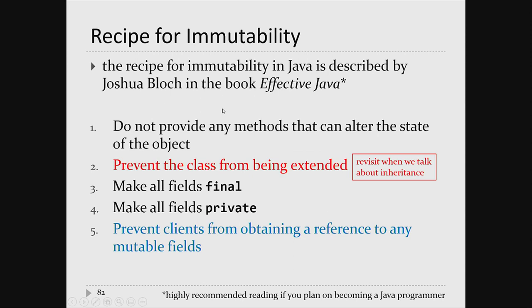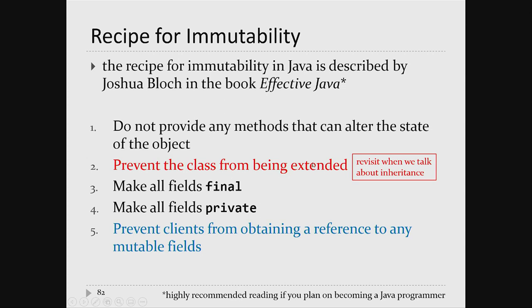Now, if you use immutable objects as your building blocks for your class, then you don't have to worry about composition. If all of the fields of your object are immutable, you don't care about composition anymore. So making immutable classes or immutable objects turns out to be a useful thing. How do you make an immutable object? I want to make an object whose state can never change. Obviously, step number one, you're not going to put any methods into your class that alter the state of the object.